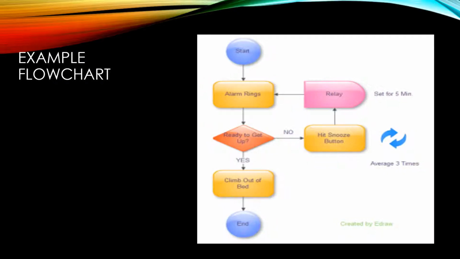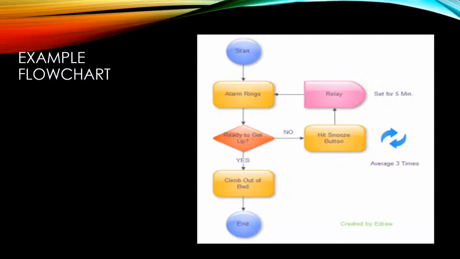So in closing, let's go through another example of a flowchart. We'll use an everyday process of waking up for work. So you have your start, which is your oval. We go to the first process of your alarm going off. Then there's a decision. Are you ready to get up? You have the diamond. Yes goes to a process of you climb out of bed, and that process ends.